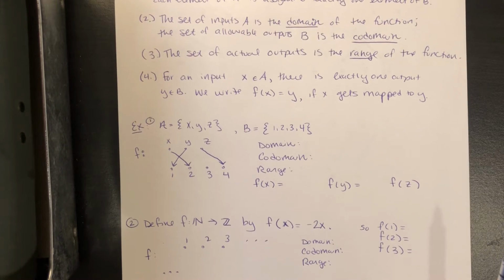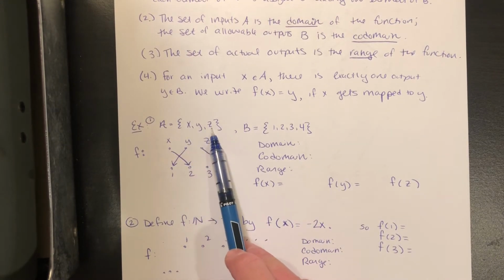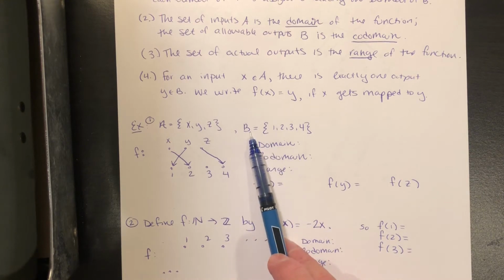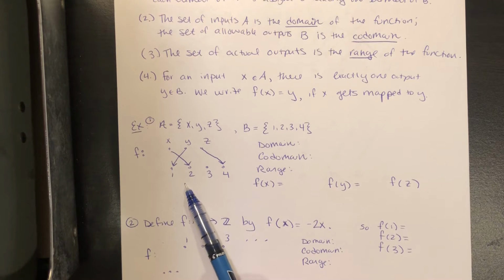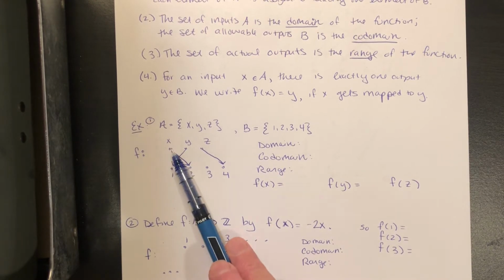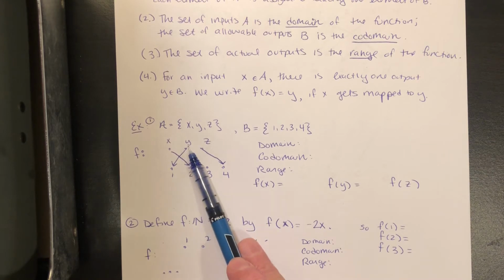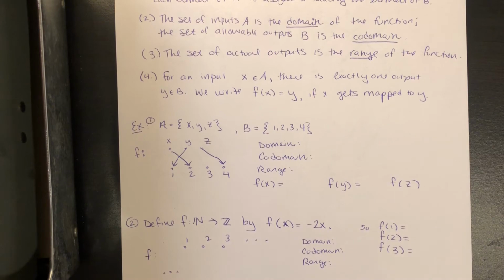All right, so in this first example, we have that A, that's the domain, is the set containing x, y, and z. B, the codomain, is the set containing 1, 2, 3, and 4. And I'm going to draw a diagram to explain what the rule of this function is. So this diagram is telling me that x is mapping to 2, y is mapping to 1, and z is mapping to 4. This is a perfectly good function, right?